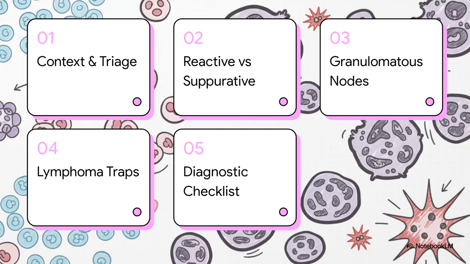Here's our quick syllabus for today's session. We'll be covering 1. Clinical context and pattern triage, 2. Reactive versus suppurative patterns, 3. Identifying granulomatous lymphadenitis, 4. Lymphoma, the diagnostic traps, and 5. The diagnostic checklist. Think of this roadmap as your ultimate survival guide to avoiding the pitfalls that have, quite frankly, tripped up countless pathologists before you.